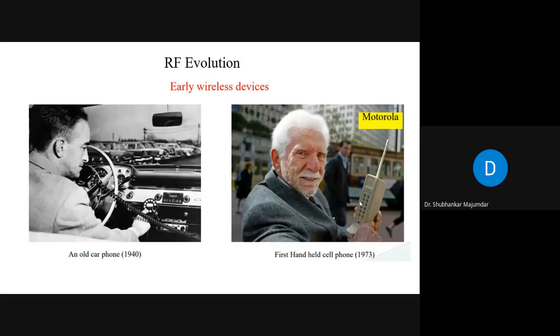So the change has been from 1G to 5G, and next is 6G. The frequency band of 6G is 95 gigahertz to 3 terahertz. So those are also evolving nowadays.